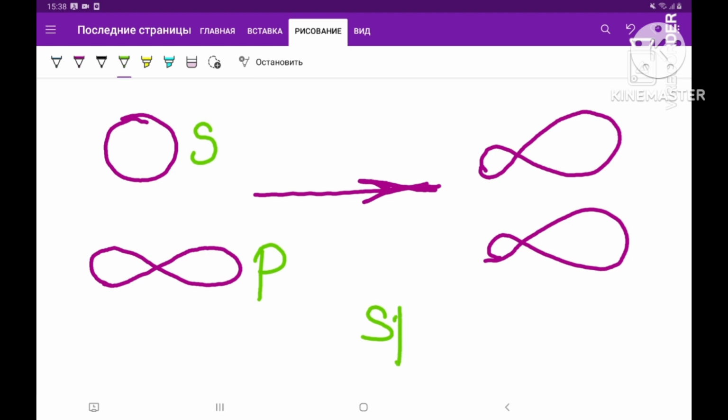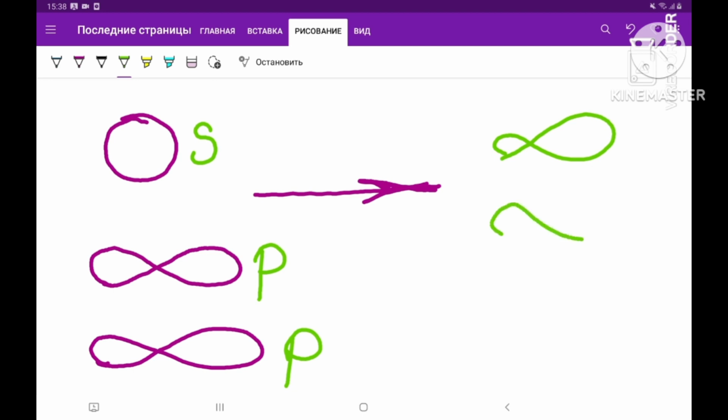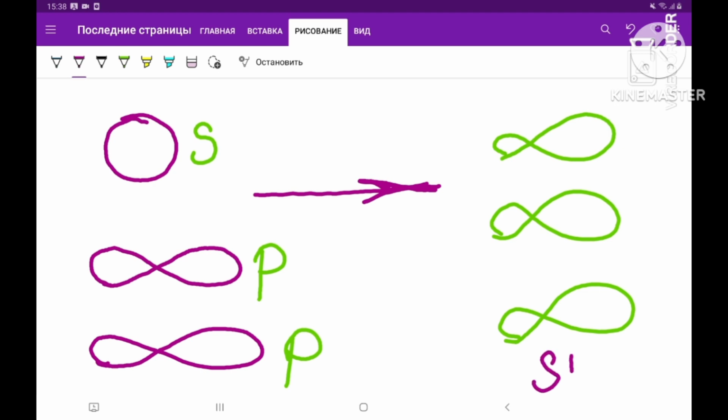What if we have two p orbitals? In this case, we will get three hybridized orbitals. We will have one s and two p orbitals. It will be sp2 hybridization. 1 s and 2 p, sp2 hybridization. So overall, three hybrid orbitals.